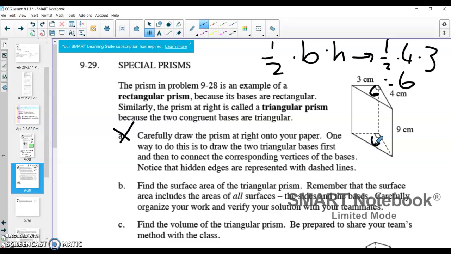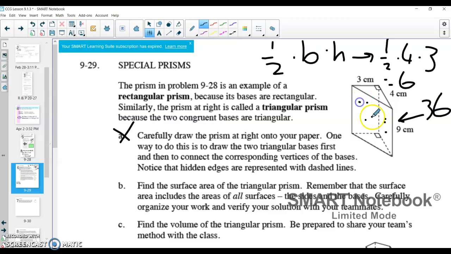Now all I've got to do is find the area of all my lateral faces, which I can see here. My back side, where the black dot is right here, is a 4 by 9 rectangle, and so that has an area of 4 times 9, which is 36.